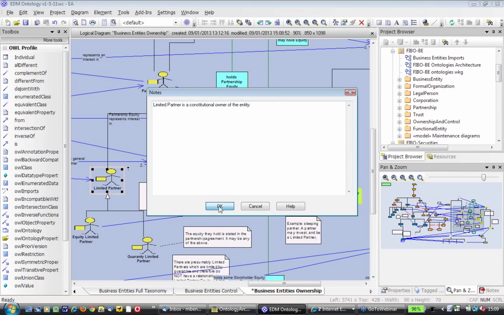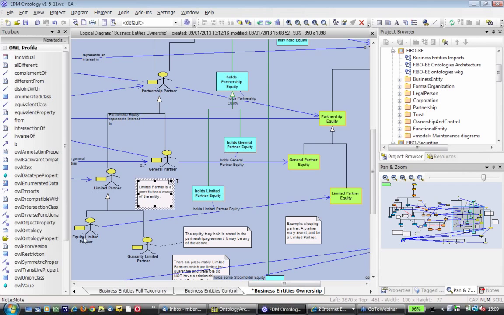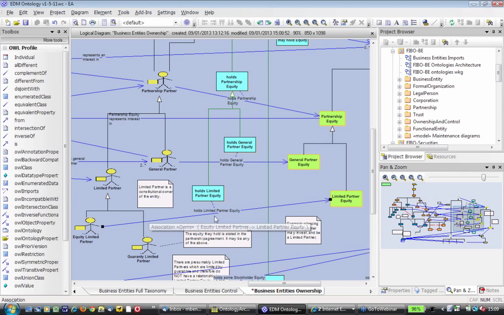So my original question was whether this inheritance line here, where the limited partner is a kind of owner, is correct, and everything I'm hearing says that it is. Yeah. Great. That's what I wanted to know. Limited partner is a constitutional owner. Yep. Good. Same as a general partner. Good.